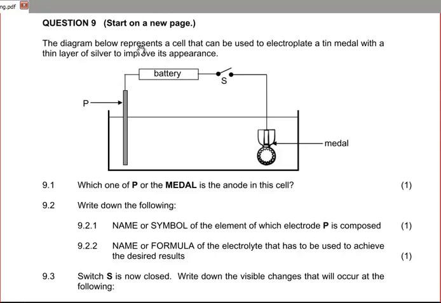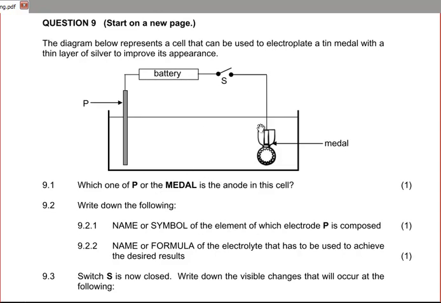The diagram below represents a cell that can be used to electroplate a tin metal with a thin layer of silver to improve its appearance. Right? So all we are saying here is we want to see the application of electrolytic cells in electroplating. Right? So now the first question is, which one of P or the metal is the anode in this cell?